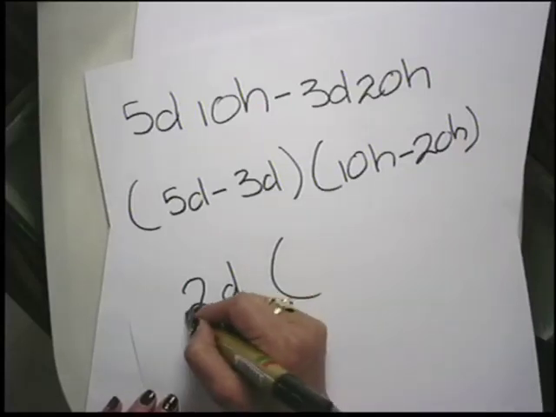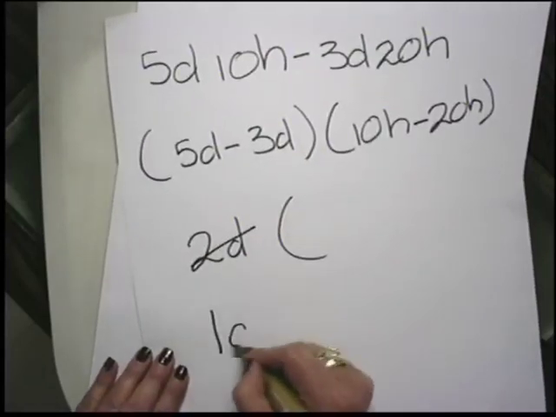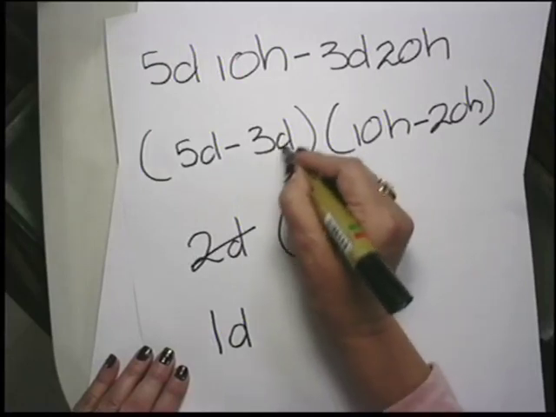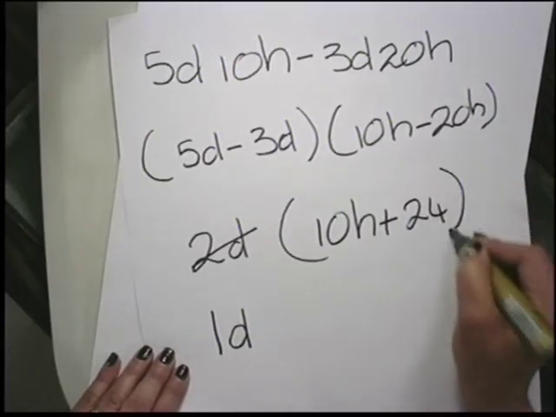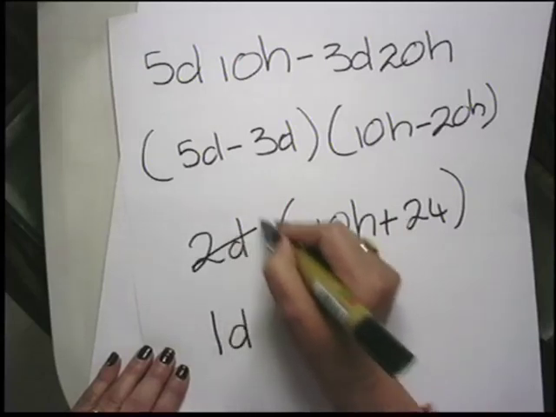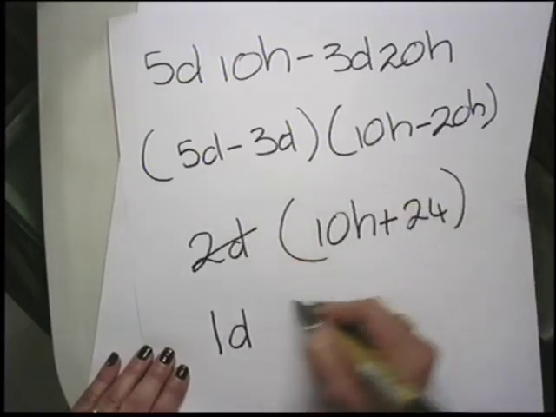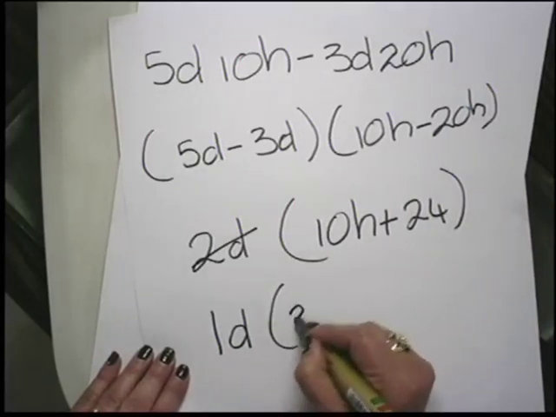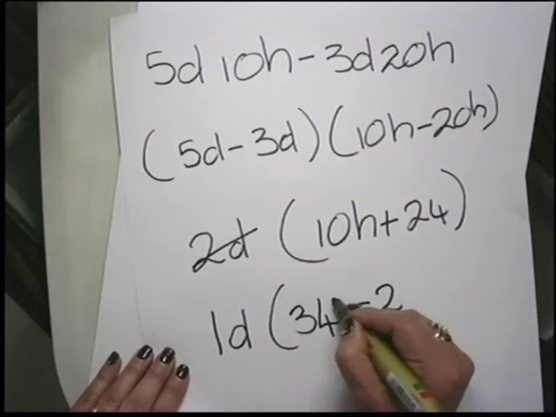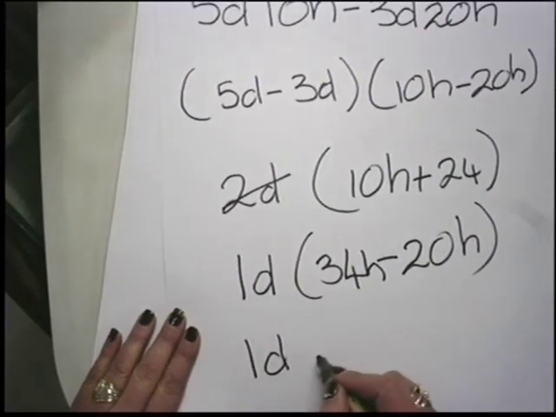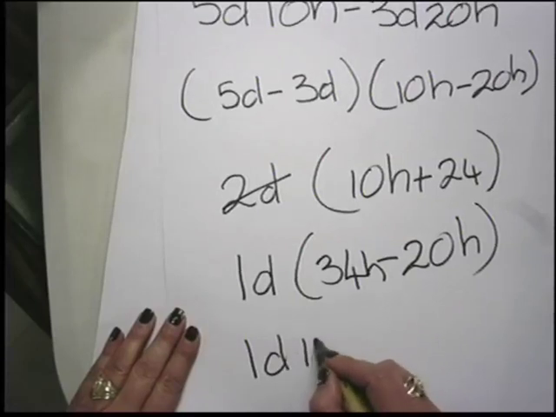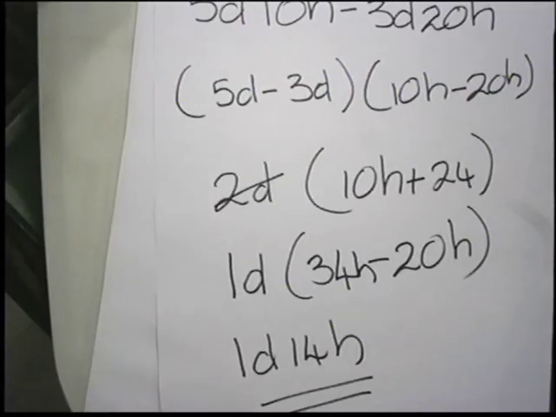Usually I go borrow. So I have to borrow from my days, which will leave me with 1 day. In 1 day, I have 24 hours. So it's 10 hours plus 24 hours. Are we together? I borrowed 1 day there, which is equal to 24 hours. So now I will have 34 hours minus my 20 hours. So I'm left with 1 day and 14 hours. Calculating time: I group my hours and my minutes, or my days and my hours.